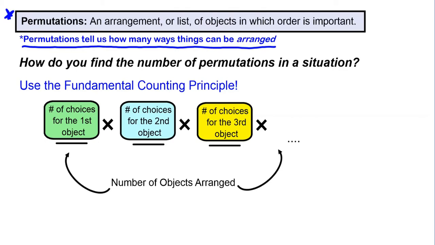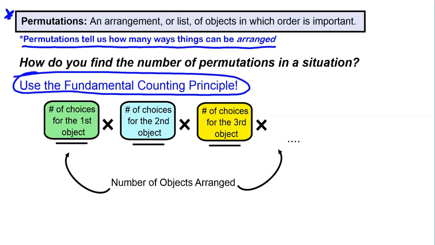So how do you find the number of permutations for a given situation? Well, we're going to use the fundamental counting principle. Thankfully, we can use multiplication to help us find the total possible ways. Now, it's a little tricky to figure this out, but it makes sense. Here we're going to multiply the number of objects that we're arranging. So if we're choosing three different things, we're going to be multiplying three different numbers together.